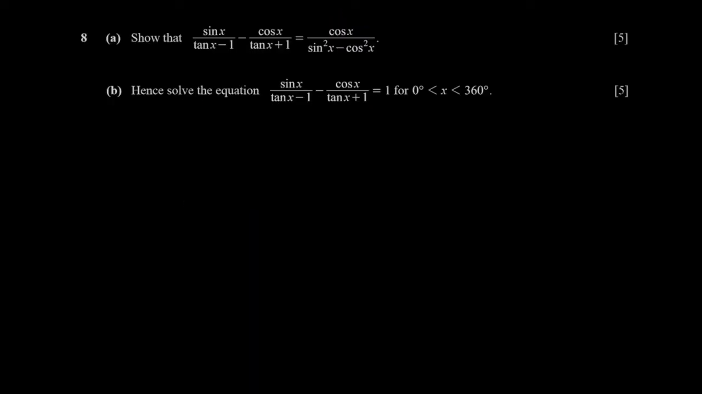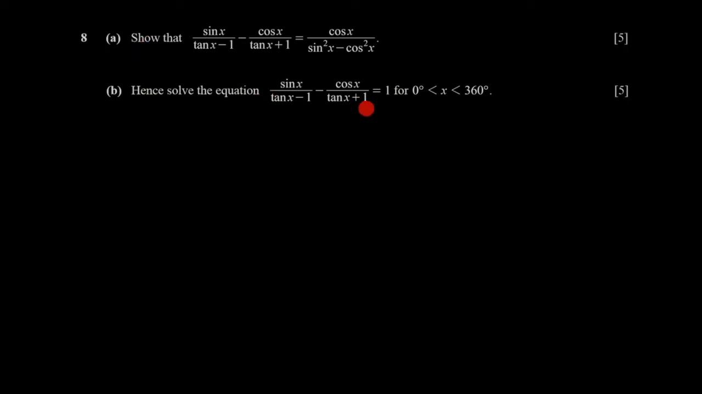All right, so we're in part B of this question. We want to solve this equation is equal to 1 for x's between 0 and 360. Well, hopefully you should notice that the word hence is important. It means we need to refer back to the previous part of the question, which was the identity.